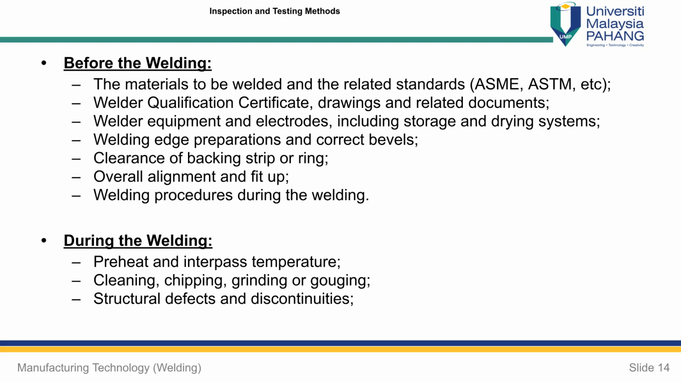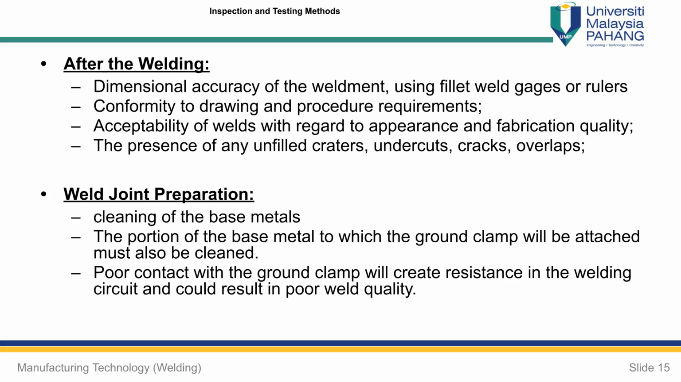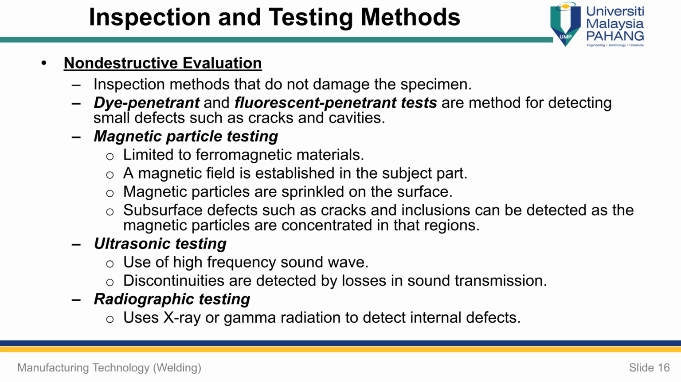During welding, monitor preheat and interpass temperatures, cleaning, and structural defects. After welding, inspection includes dimensional accuracy, conformity to drawings, appearance, and the presence of defects like unfilled craters or cracks. Proper weld joint preparation, including cleaning the base metals and ground clamp attachment area, is crucial for good weld quality.